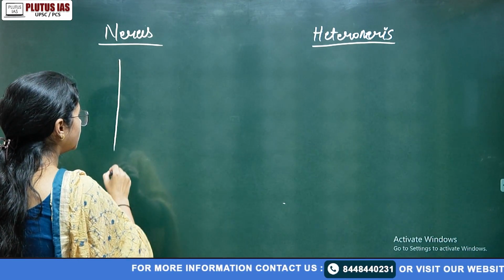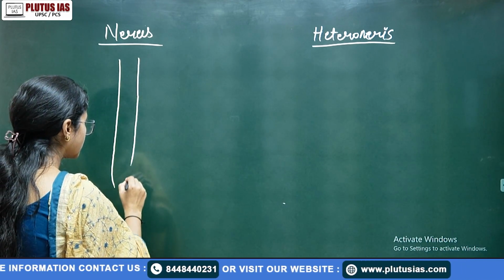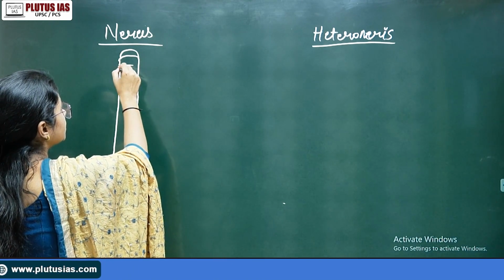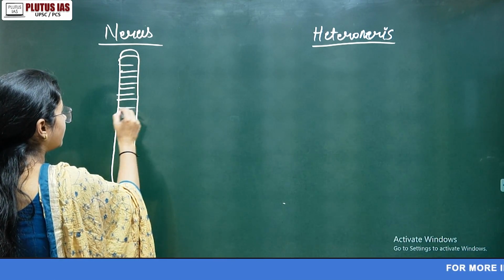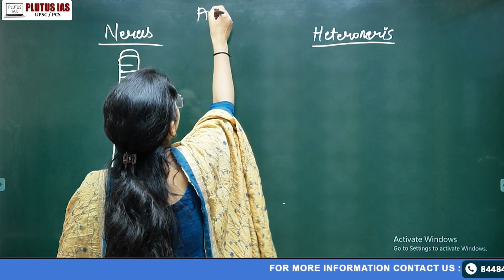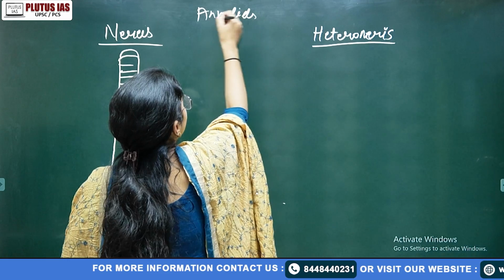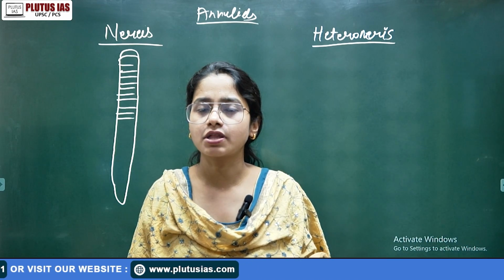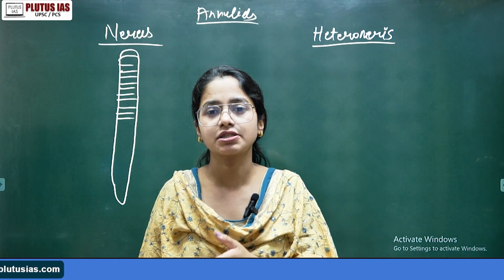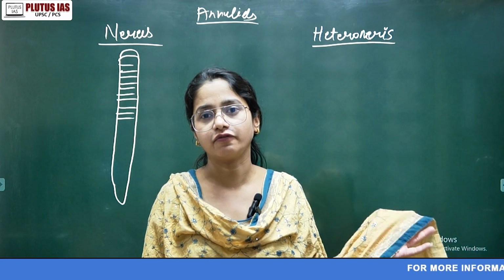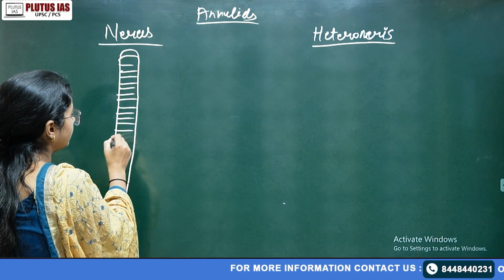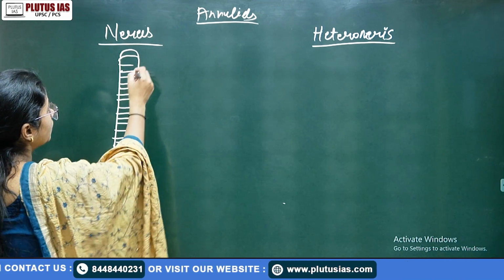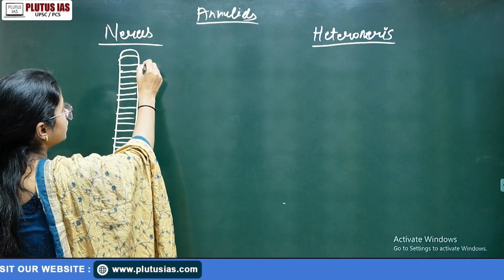Suppose we simply draw the figure of Nereis or Heteronereis. The body is divided into segments because these are annelids, right? Both are annelids, so they have true segmentation. Of course, whenever the question is asked, you can simply write that, because annelids show the start of true segmentation. If we draw the diagram, you can see the differences.